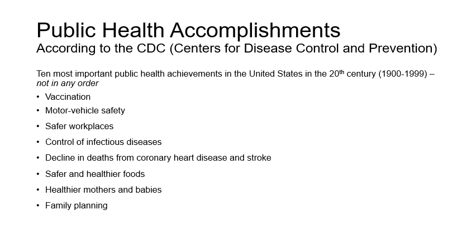According to the Centers for Disease Control and Prevention, the 10 most important public health achievements in the United States in the 20th century, that is between 1900 and 1999, are the following. And note that these are not in any particular order. Vaccination, motor vehicle safety, safer workplaces, control of infectious diseases, decline in deaths from coronary artery disease and stroke, safer and healthier foods, healthier mothers and babies, and family planning. Notice that two of these, vaccination and control of infectious diseases, are part of what we're discussing.